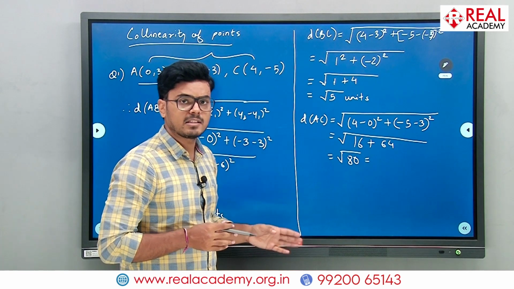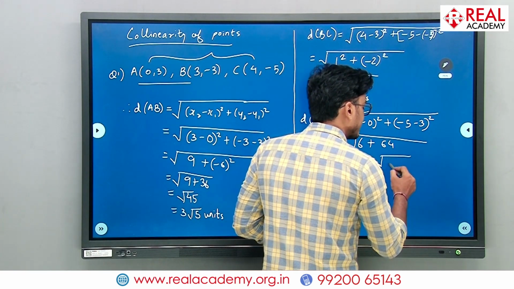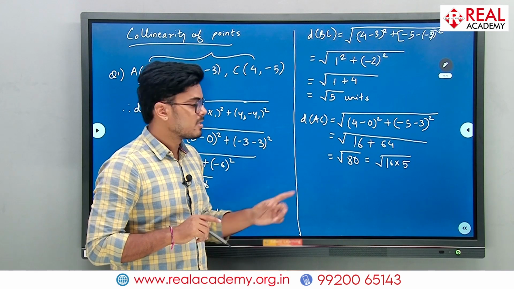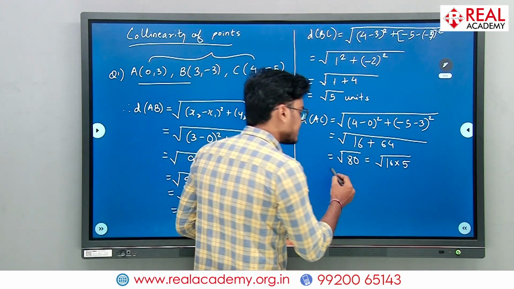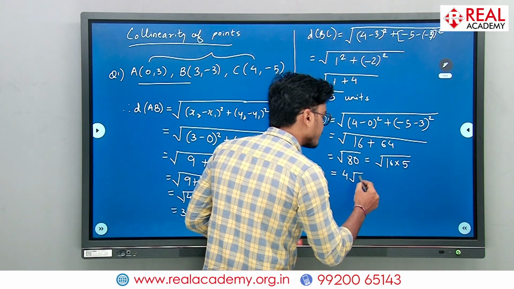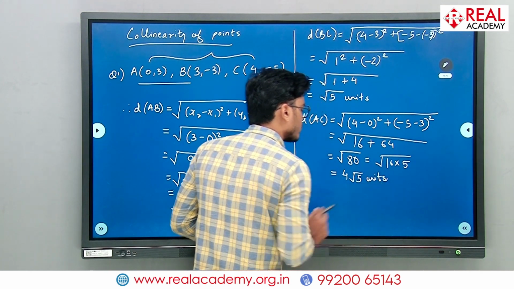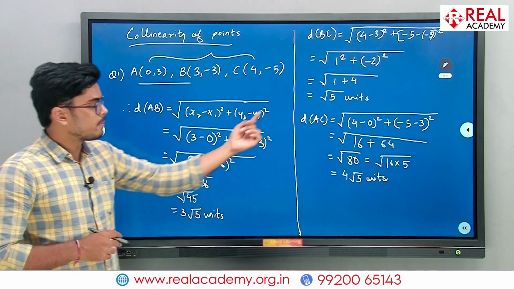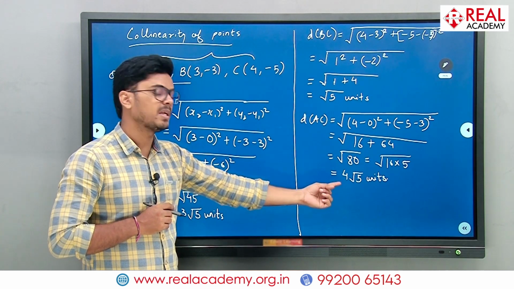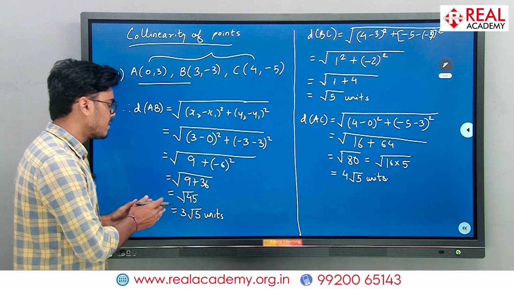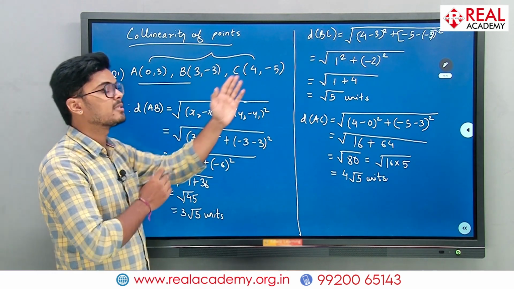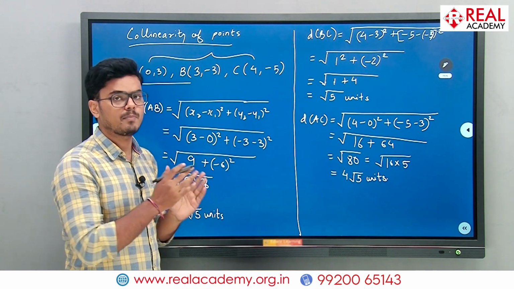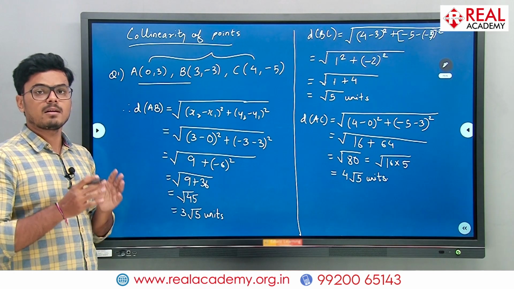Square root of 80. 80 is what? 16 fives are 80. So I'll write 80 as 16 into 5, which means square root of 16 can be taken outside. Correct? Square root of 16 is 4. So this can be simplified as 4 root 5 units. So we got all three distances, and if you observe, 3 root 5 plus 1 root 5 will be 4 root 5. Correct? Which means when we add distance AB to distance BC, it is equal to the distance between AC. That means these 3 points A, B and C are collinear.